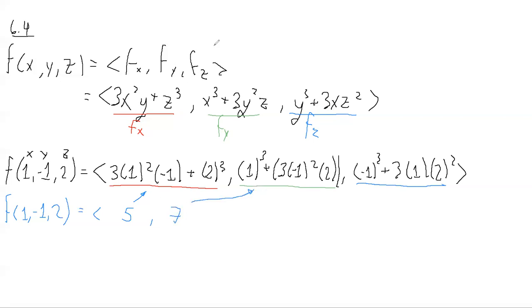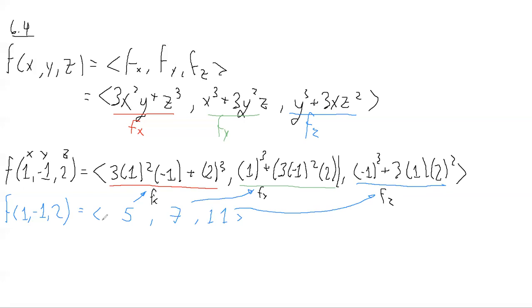So this is your f of x, f of y, and now let's solve for your f of z. So -1 cubed plus 3 times 1 times 2 squared. And I'll just give you 11. And there you have it, 11. And we got this from the f of z value.